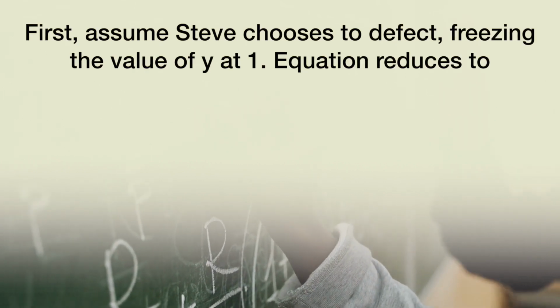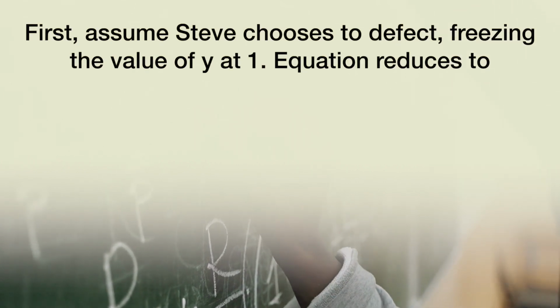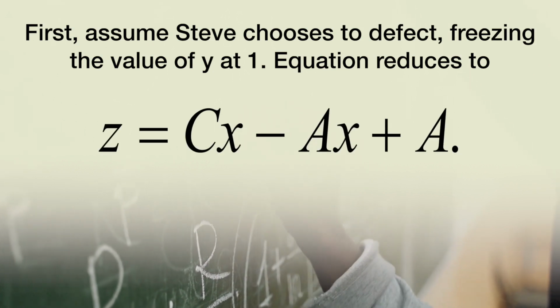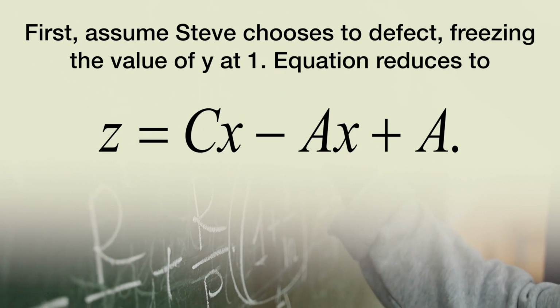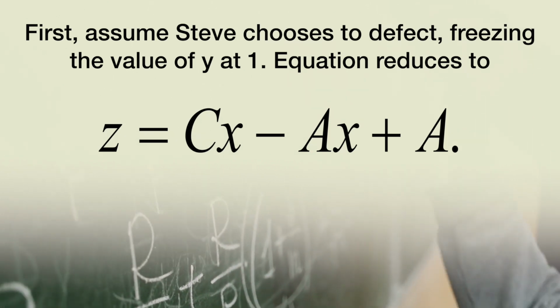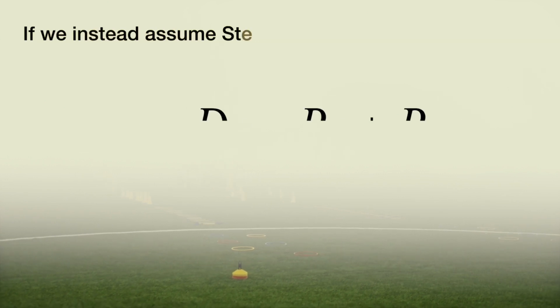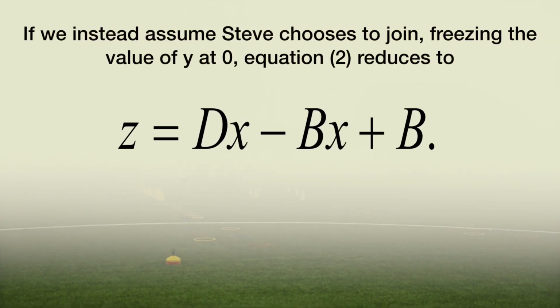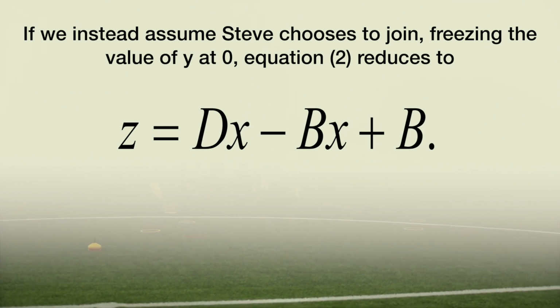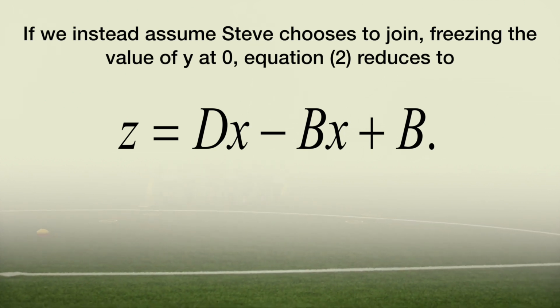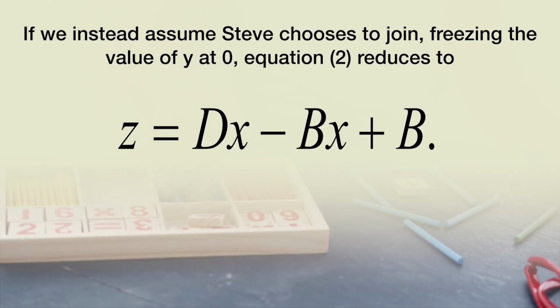This is the polynomial. We simplify the polynomial, but here we introduce that Steve chooses to defect. It means the value of y is 1. If we put the value of y in the previous equation, then we find this equation. Similarly, putting the value of y as 0, the previous equation is transformed into dx minus bx plus b. Putting the value of y equal to 1 in the preceding equation and the value of y equal to 0 in this, we have this equation.